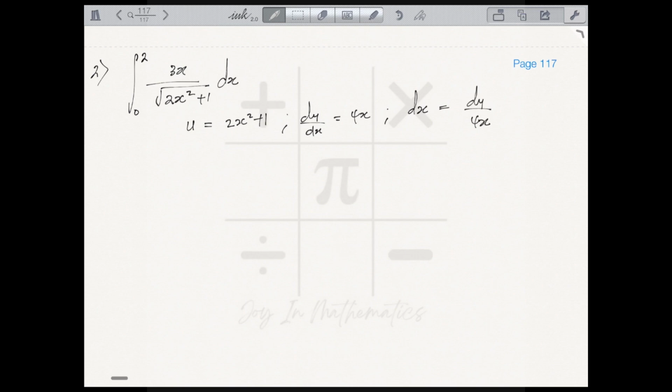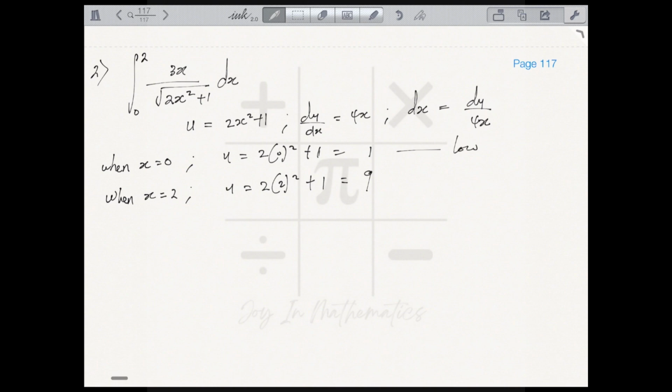So with that done, let's change our limits. When x is equal to 0 as the lower limit, our u is equal to 2 into 0 squared plus 1, and that will give us 1. And for the upper limit, that is x equals 2, our u is equal to 2 into 2 squared plus 1, and this is equal to 9. So u equals 1 becomes our new lower limit, and u equals 9 becomes the new upper limit.